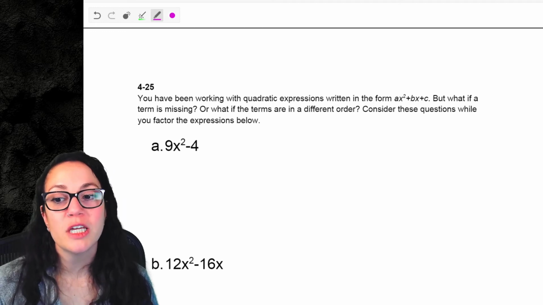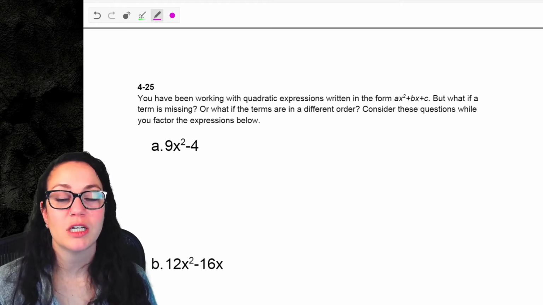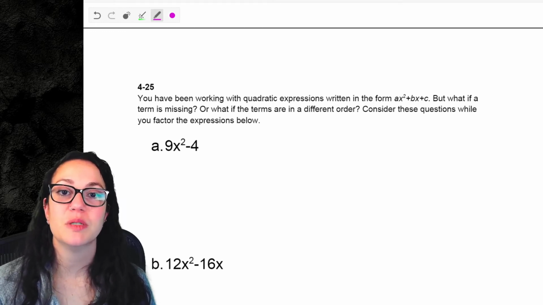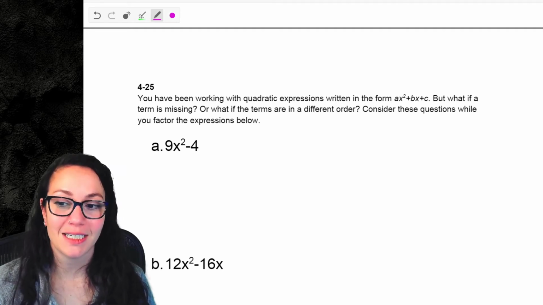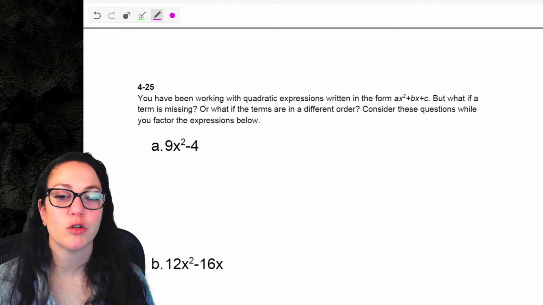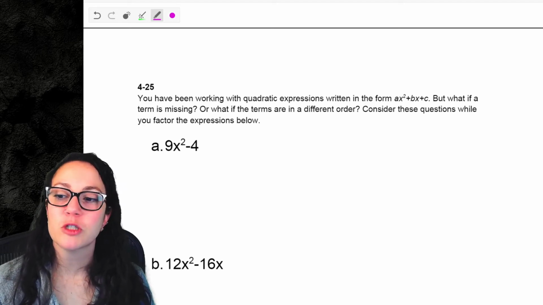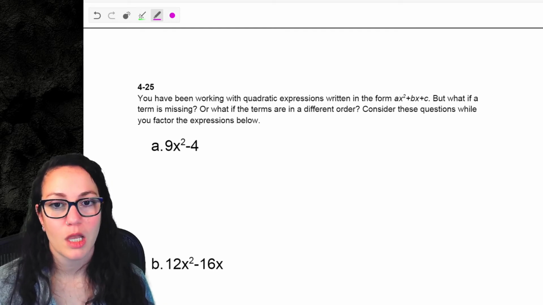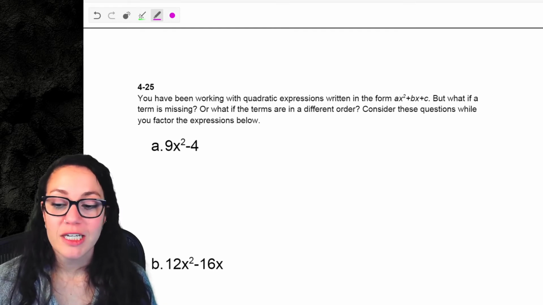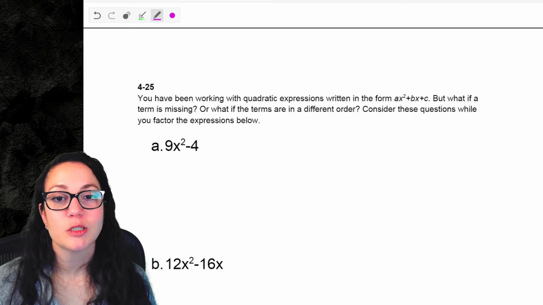So we've been working with quadratic expressions written in the form ax squared plus bx plus c. But what if a term is missing? Or what if the terms are in a different order? We're going to think about these questions while we factor the expressions below. So looking at A, our quadratic expression is 9x squared minus 4.